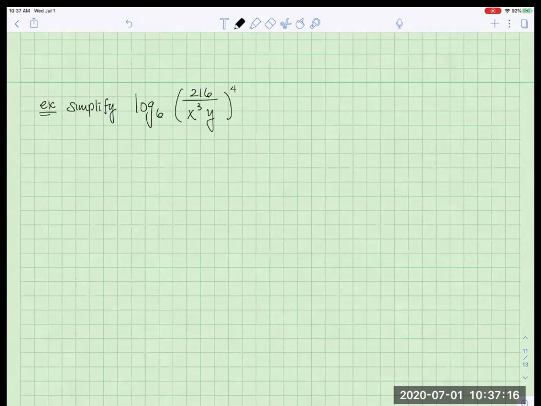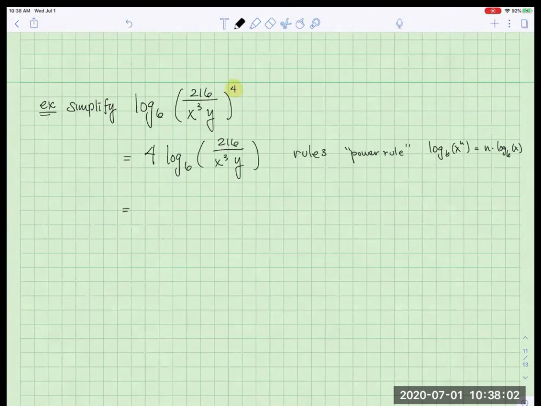Okay, so the first thing that we're going to do here is note that we have an exponent on the outside of our function. So we'll use rule number 3, the power rule, which means that we can bring that power down as a coefficient. That is, log base b of x to the n is n times log base b of x. So this is 4 times log base 6 of 216 over x cubed y. My 6's look like b's. Be careful.